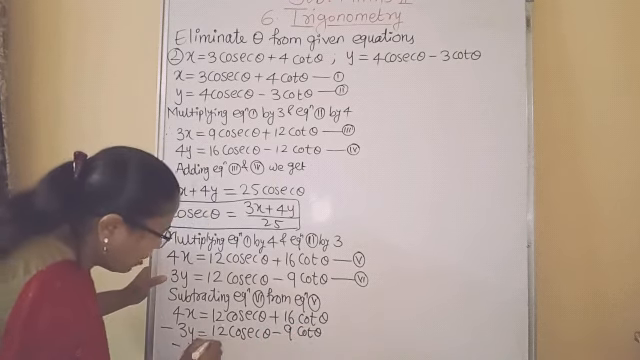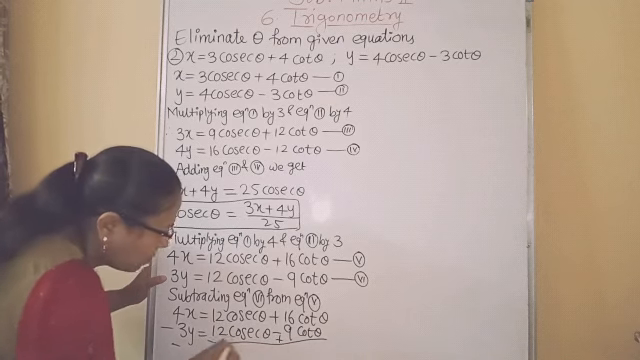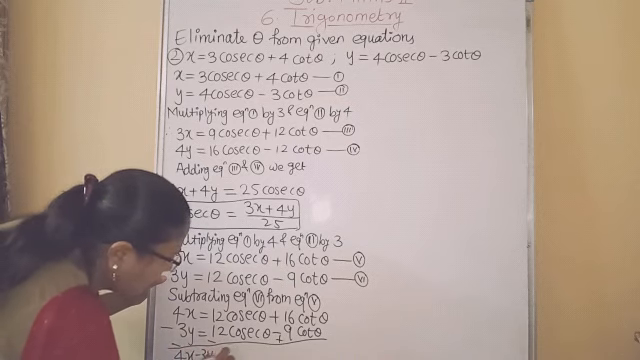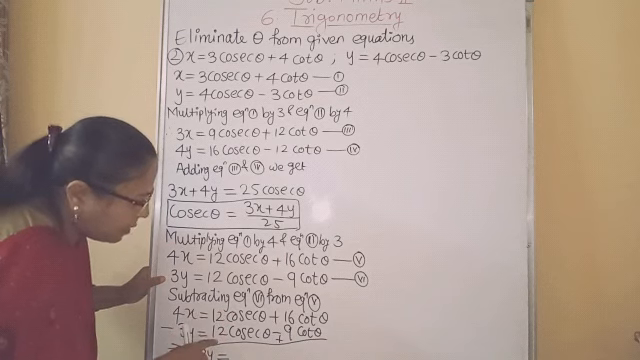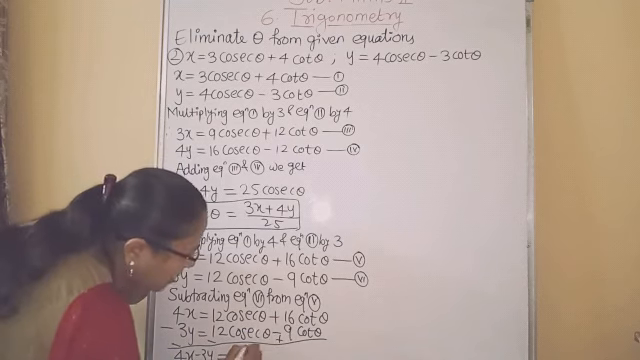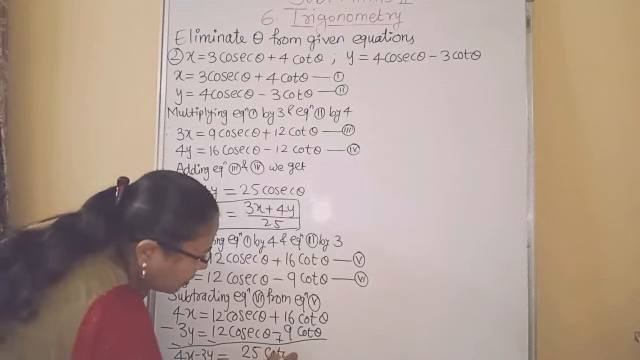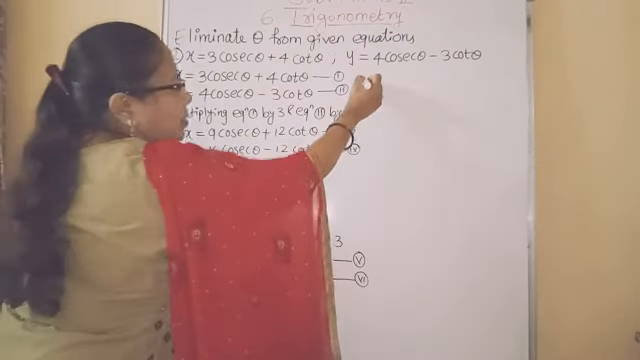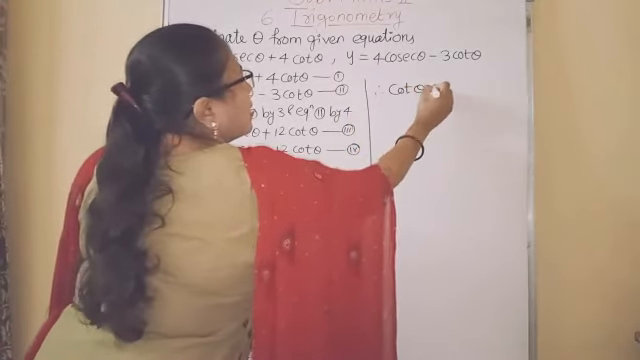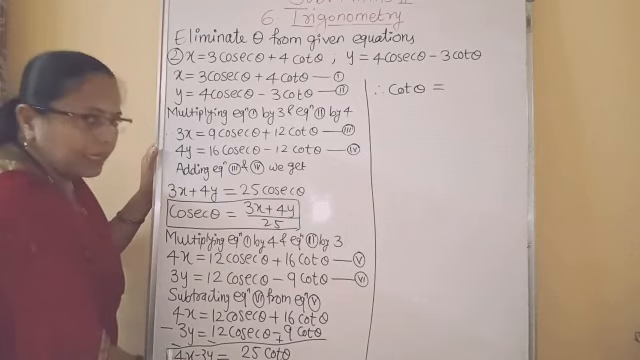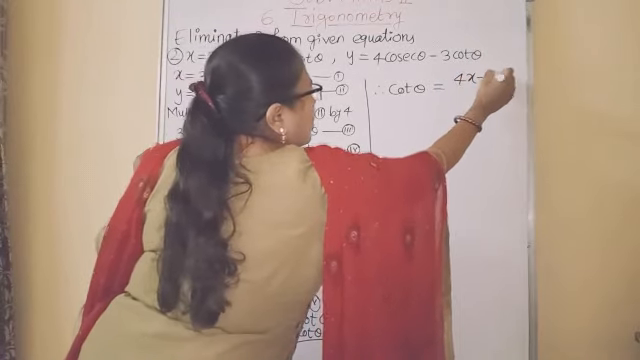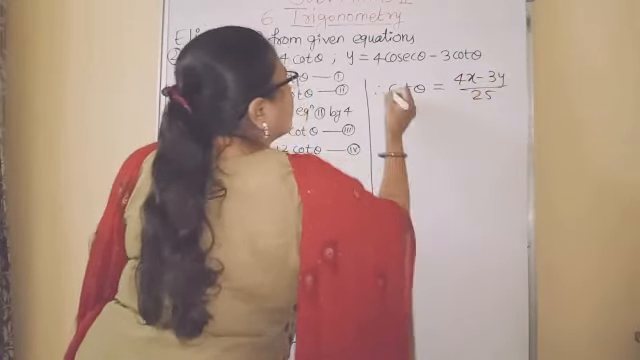So this sign will change. So here we will get 4x minus 3y equals 12 cosec theta minus 12 cosec theta, which get eliminated, and 16 cot theta plus 9 cot theta we will get 25 cot theta. Therefore, cot theta is equal to (4x minus 3y) upon 25.